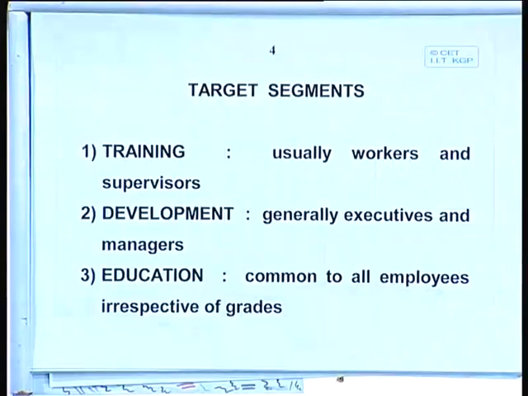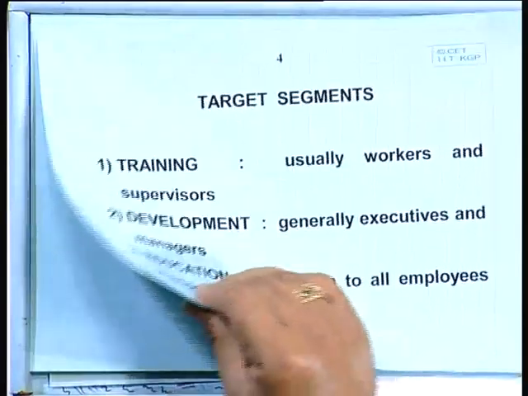Now, here we say target segments. Training is usually for workers and supervisors, development generally for executives and managers, and education is common to all employees irrespective of the grades. Okay?